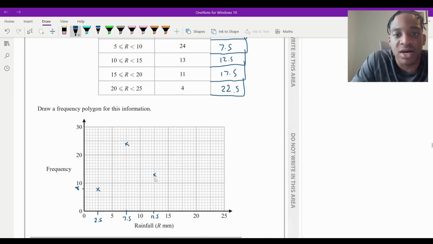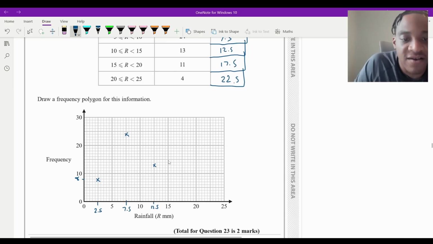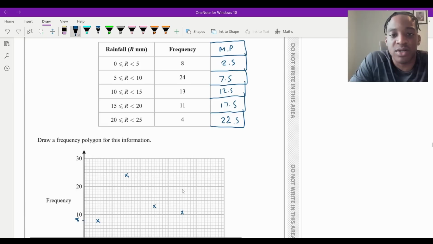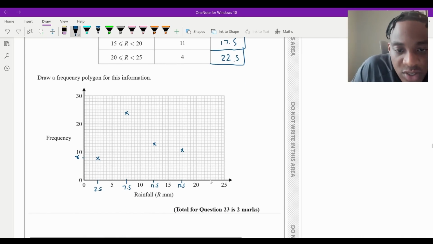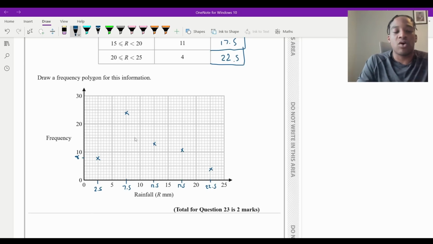Next point is going to be 17.5 and 11. 17.5 is right here. 11 is just one above 10, so it's right here. And then the last point is going to be 22.5 and 4. 22.5 is right here. 4 is going to be 1, 2, 3, 4, right here. So therefore, we've got our points.